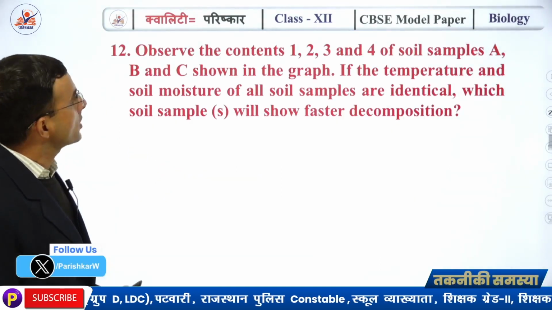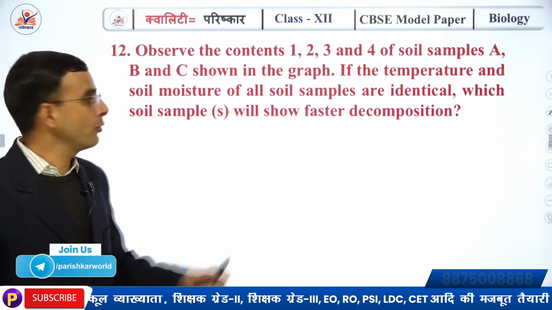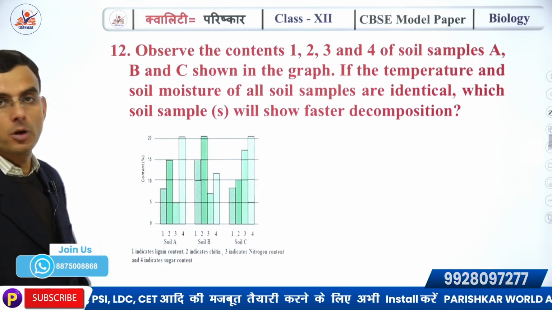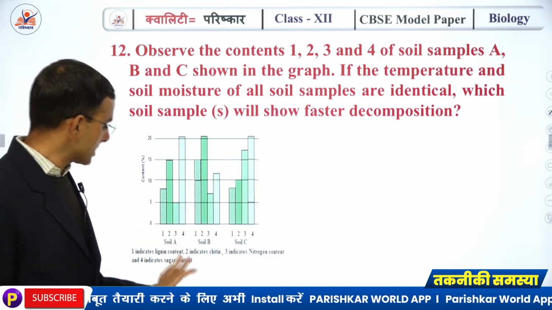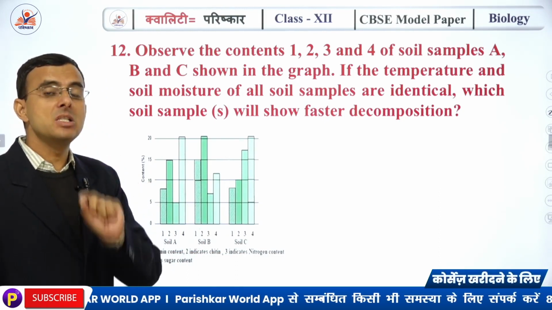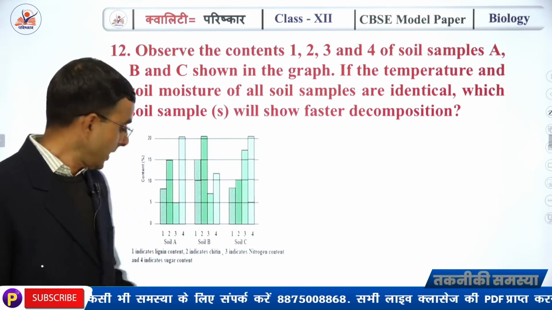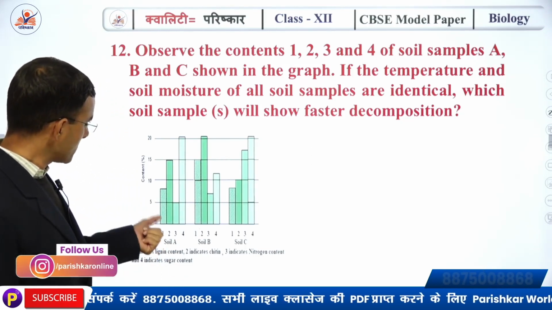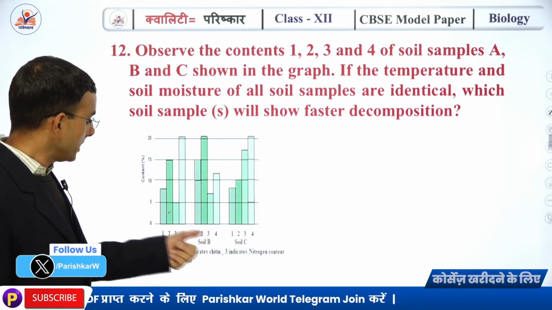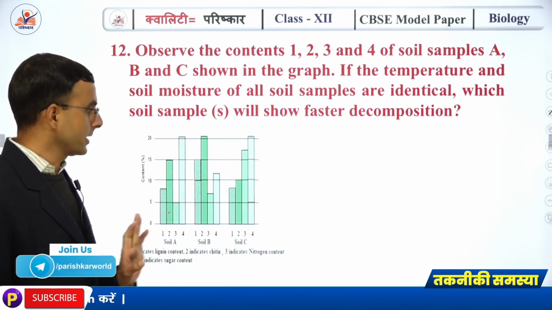Next one is: observe the content 1, 2, 3 and 4 of soil sample. There are soil samples A, B and C. In these 3 soil samples, there are different types of contents. The first one is lignin content, the second one is chitin content, the third one is indicating nitrogen content, and the fourth one is indicating the sugar content.